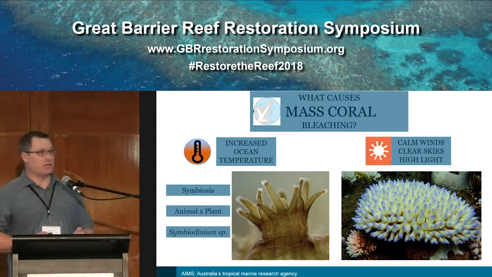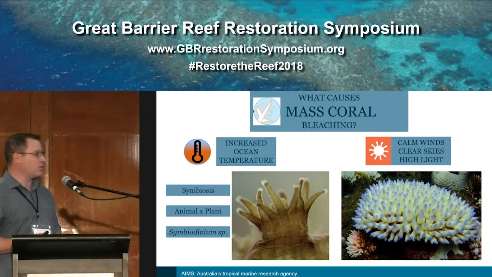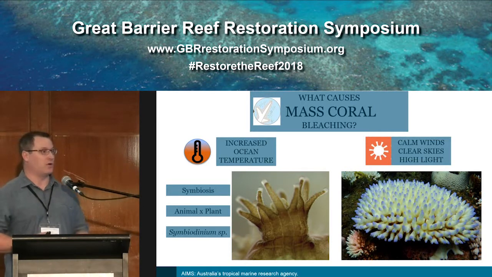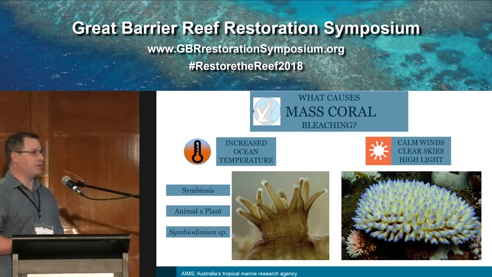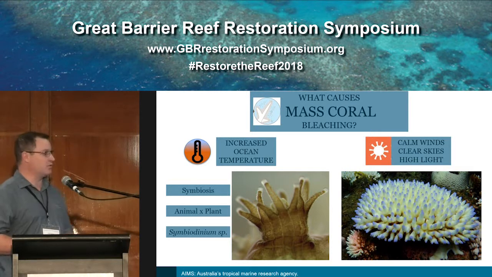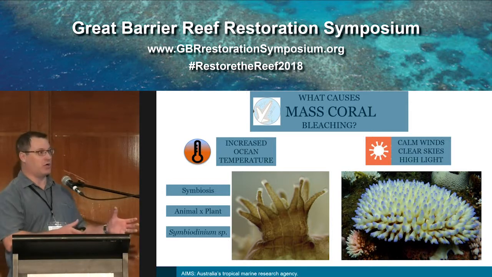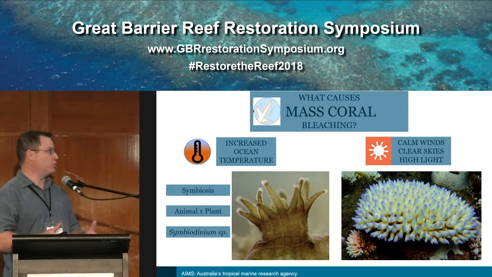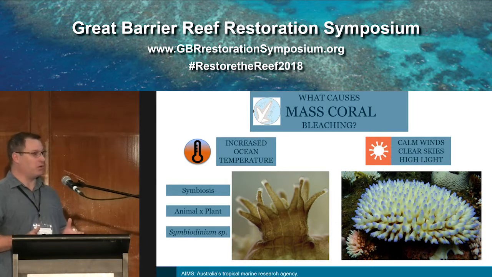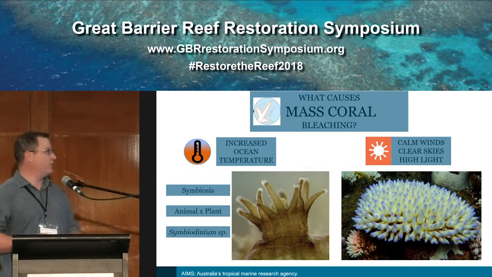So what causes mass coral bleaching? It's largely because of the reason that corals are so successful. They have a really successful symbiosis with a photosynthetic plant called Symbiodinium. Environmental weather and climate is the driving force for warming oceans. But when it comes down to the peak of a bleaching event, the local weather determines the local severity, or the outcome, of that bleaching event.